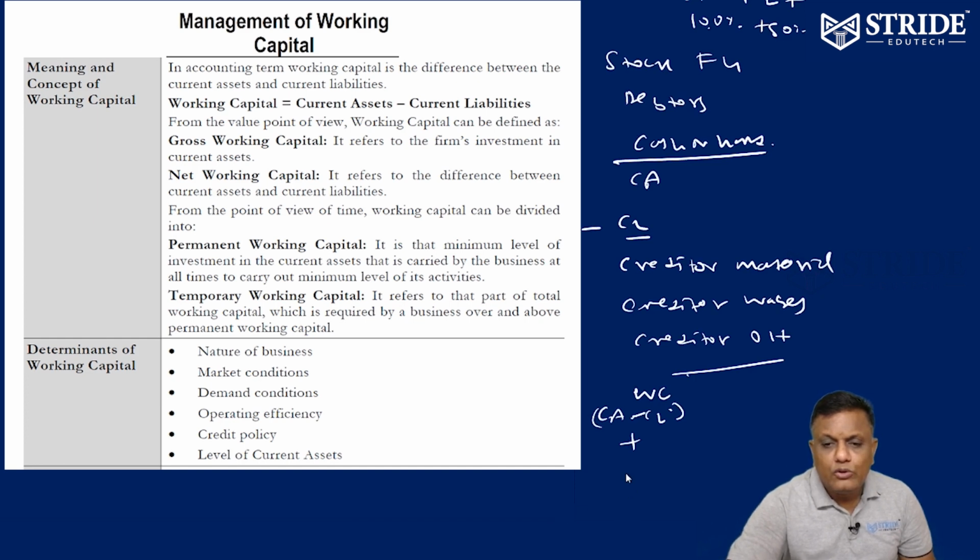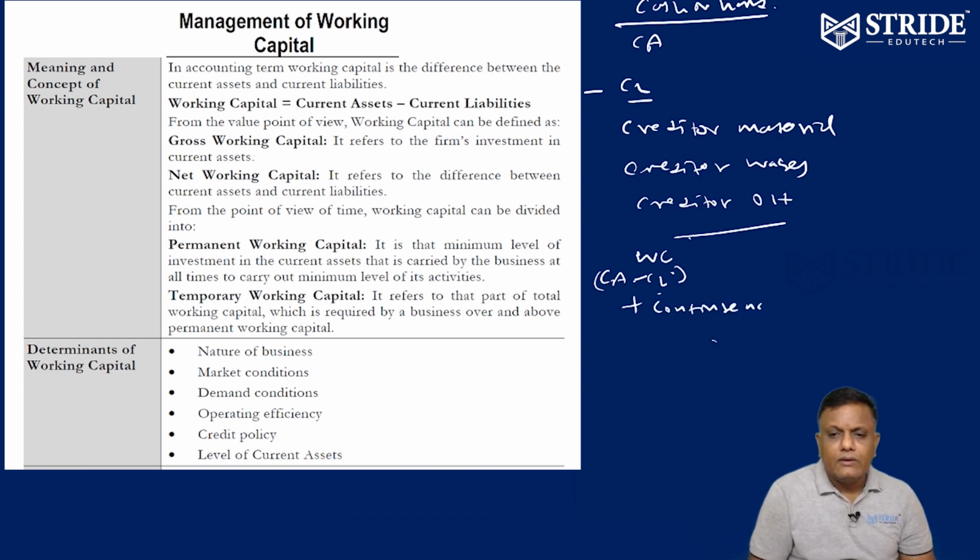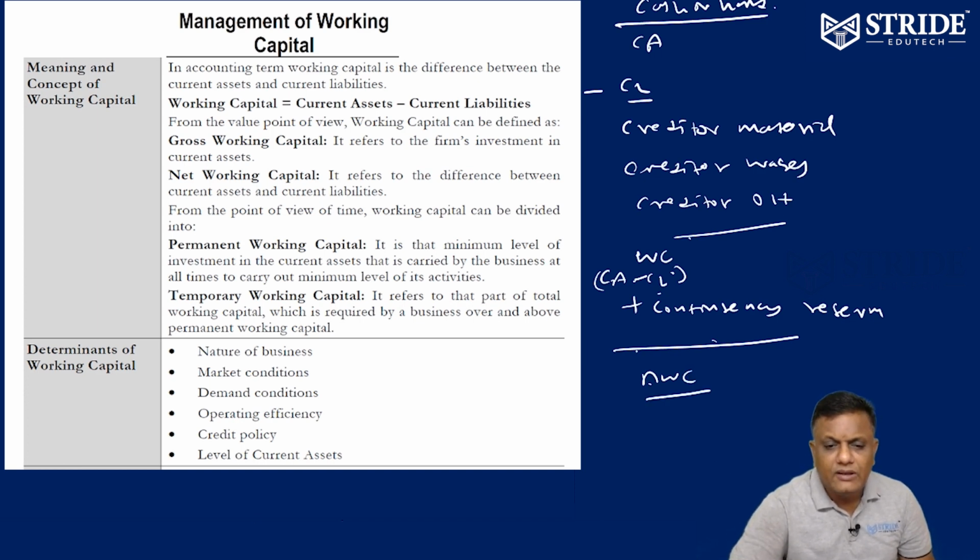Sometimes you need to allocate certain funds for contingency. In an emergency situation, you need funds. So in this situation we need a contingency reserve. Working capital plus contingency reserve is equivalent to net working capital. This is a format of working capital management, estimation and financing.